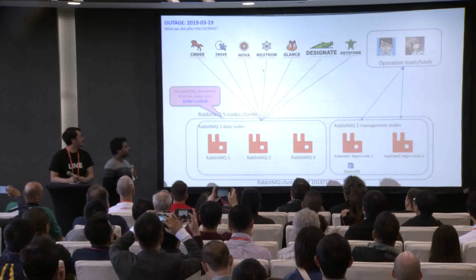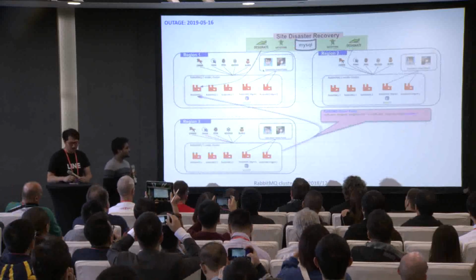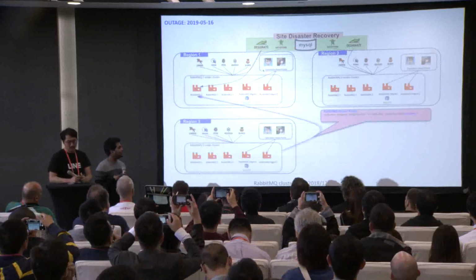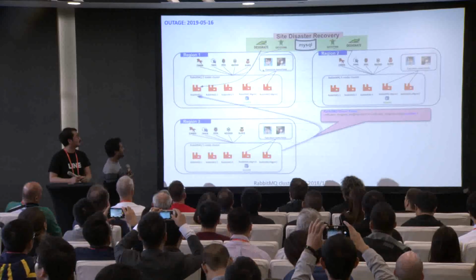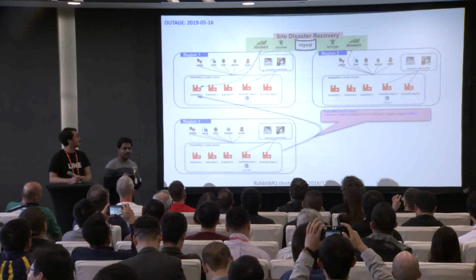So let's talk about the next outage. This comes from the deployment architecture. As Nishiwaki-san already explained, we have 3 regions: region 1, 2, and 3.